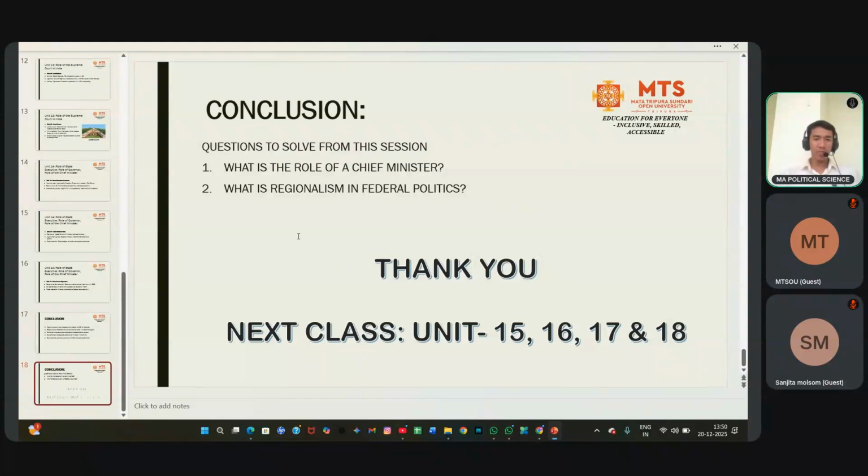What is regionalism in federal politics? Can you answer this? Regionalism is basically a kind of separation and tendency where you say you are different from the others and you want only your region, and you forget to contribute to the larger good as a nation and are engaged only in your region. That is called regionalism. In federal politics it means I want to be separated, I want more autonomy, I don't want to be engulfed by majoritarian politics. That is regionalism in federal politics.